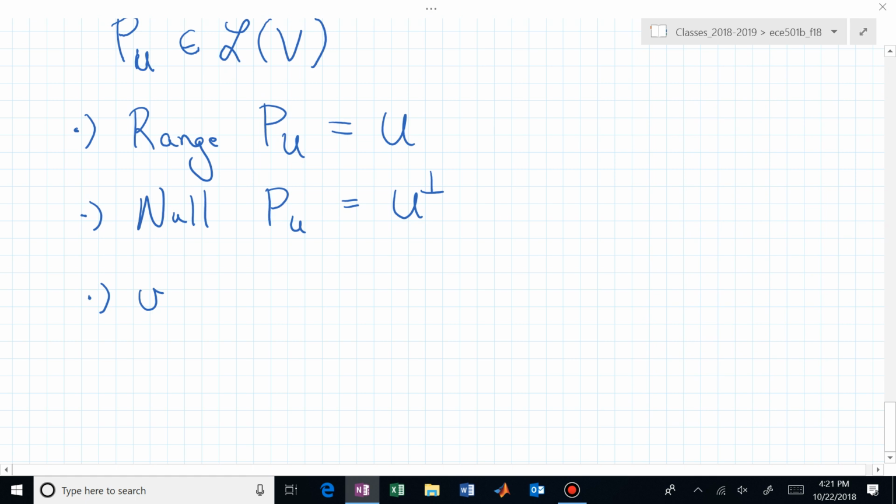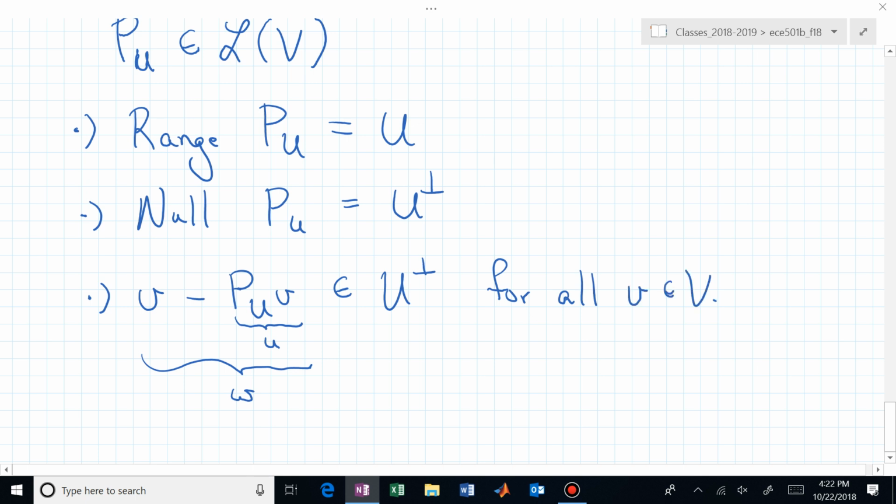Also, if you take V, any vector, and you take away the projection of V onto U, where is that going to be? Where's that an element of? That puts you in a U, right? A little U. And now you're taking that away from V, and this is now a W. And where does W live? That's in the orthogonal, that's in U perp. So this is now in U perp, and that's true for all V in your vector space.